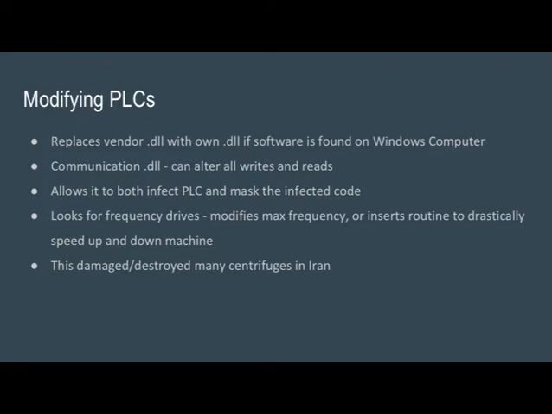It basically looked for the frequency converter drives in these centrifuges, and those contained maximum values. And it could alter this maximum value to make the centrifuges spin faster than they were supposed to, and this would damage them. And it could also insert a routine, a thread, that basically made them speed up and slow down drastically over and over until that damaged them.